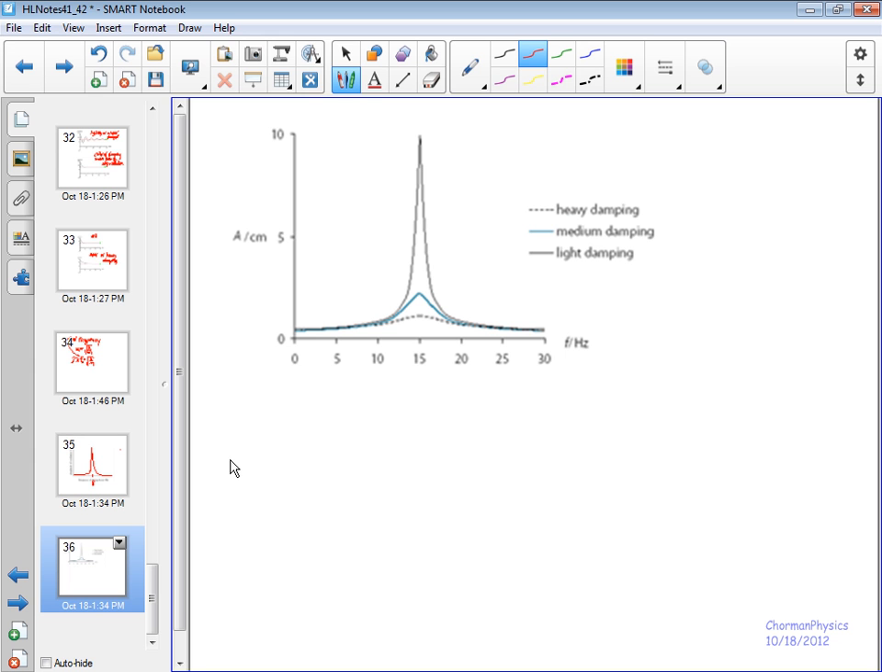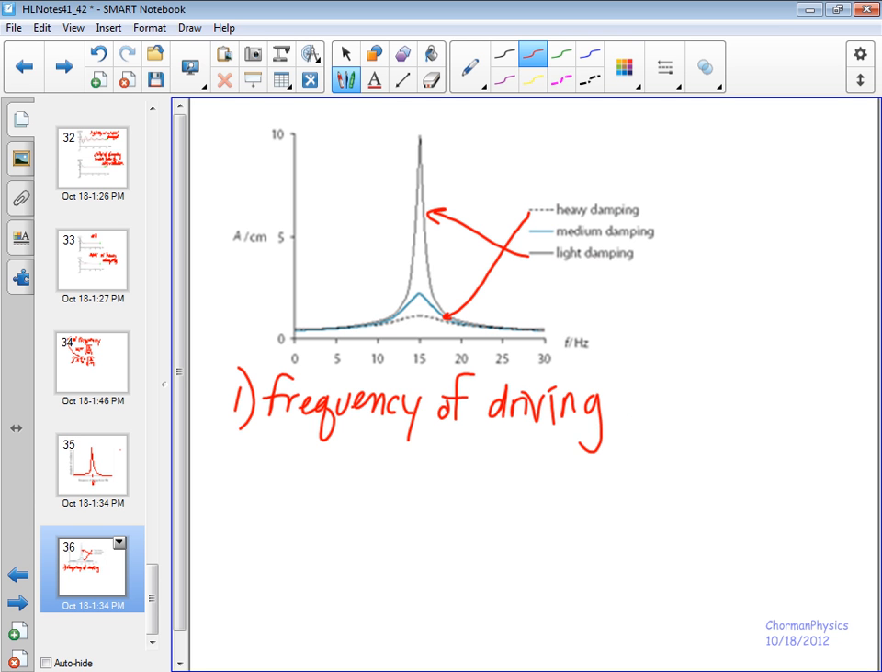There are different factors that will affect the sharpness of this curve. You see right here that one of the factors is the amount of damping. You see 3 different frequency response curves, all for different amounts of damping. Light damping is going to give us a much sharper frequency response curve. Heavy damping is going to give us a much lower frequency response curve. So the things that affect the sharpness of the curve are the frequency, that's what's on the x-axis, of the driving force.